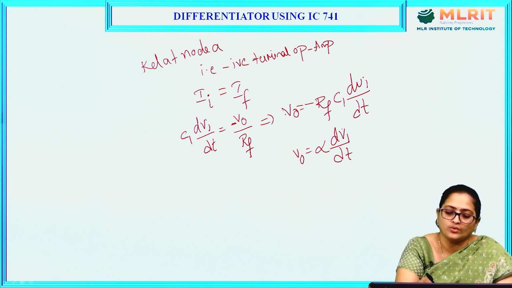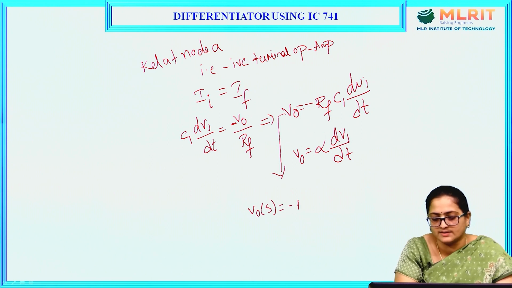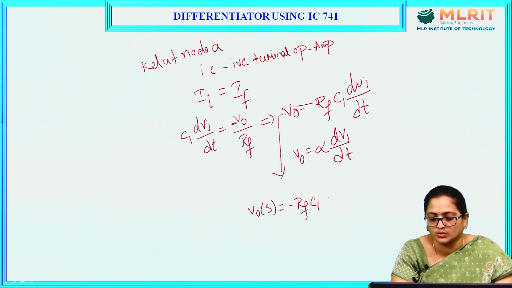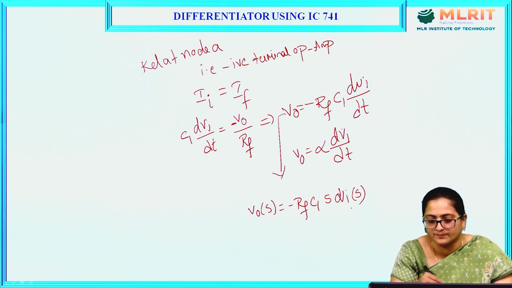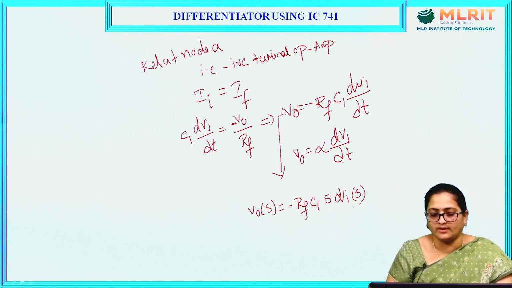If you want to represent this in the frequency domain, you can write it as V0 of S is equal to minus RF C1 into S into Vi of S. This is how you can write it in the frequency domain.